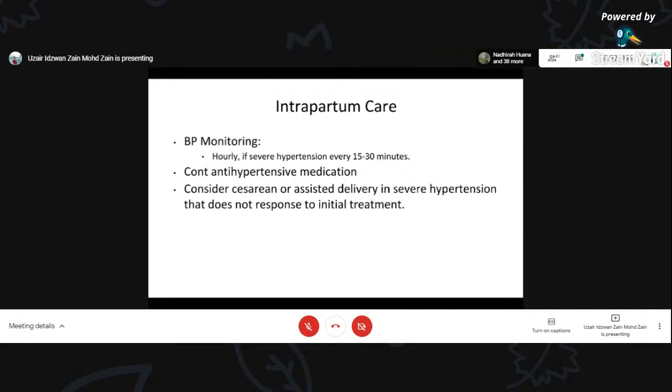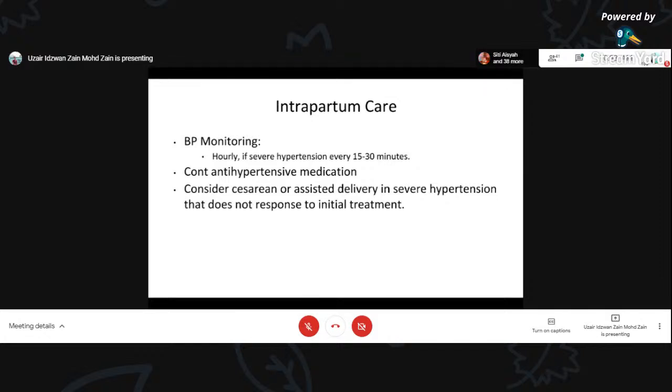For intrapartum care, you should monitor the blood pressure hourly. But if the patient goes into severe hypertension, more than 160, you should monitor the blood pressure every 15 minutes, and you continue the antihypertensive medication as usual. You should consider cesarean or assisted delivery in severe hypertension. In practice, I would say more patients go for cesarean, because we don't want to risk the mother attempting spontaneous vaginal delivery, where the patient can go into eclampsia in the labor room and eventually have to undergo emergency cesarean, which carries a lot more complications.